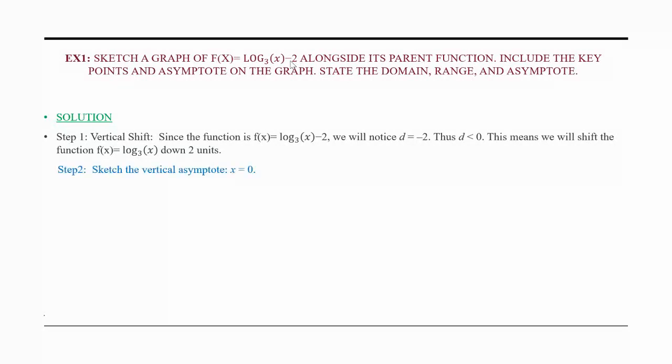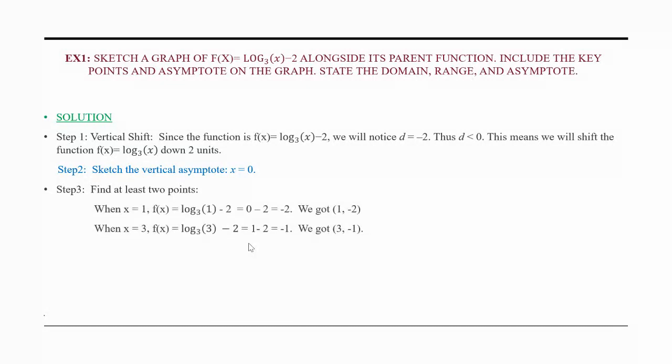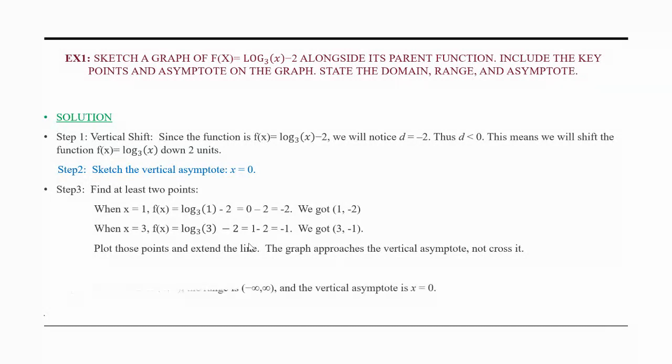But for the paperwork, you need to get the vertical asymptote. Okay, in this case, it must be x equals 0, and then you use a value of x to find 2 points and plot those 2 points on the graph. Extend the line, approaching the vertical asymptote, do not cross it. Finally, you can look at the graph and define the domain and range of the graph. Let's take a look at the graph right here.